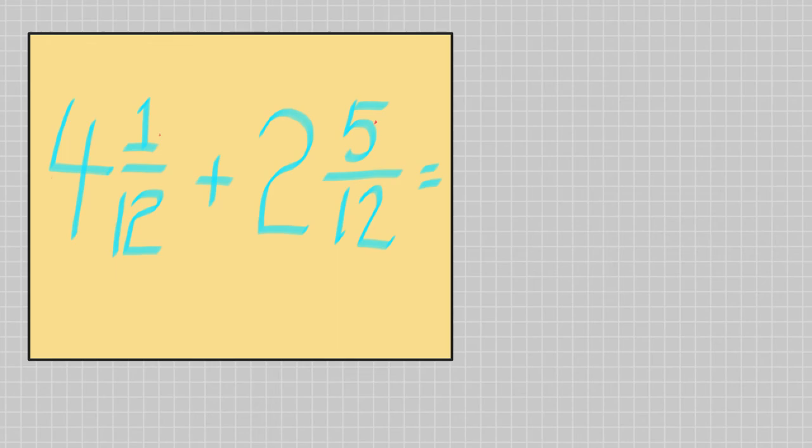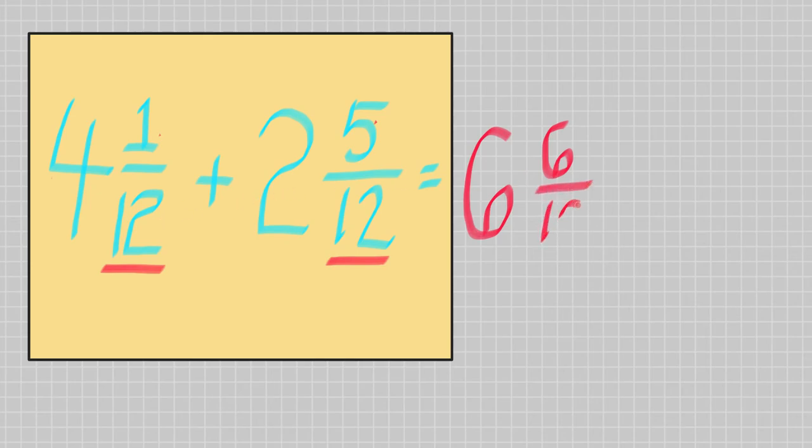Now, what if we have these mixed numbers? These are similar fractions, of course, because the denominators are the same. So if this is the case, all you need to do is to add the whole numbers. 4 plus 2, that will be 6. Add the numerators, 1 plus 5, and that is 6 also. And copy the denominator, of course. Just copy.